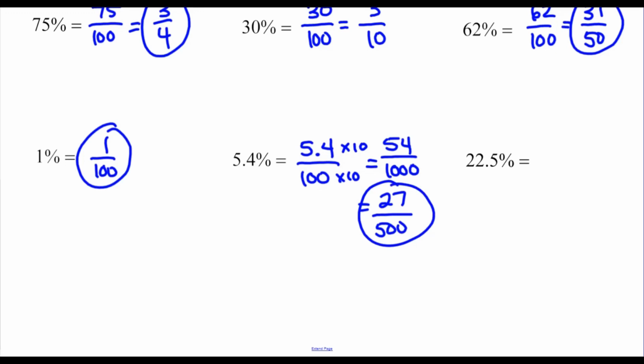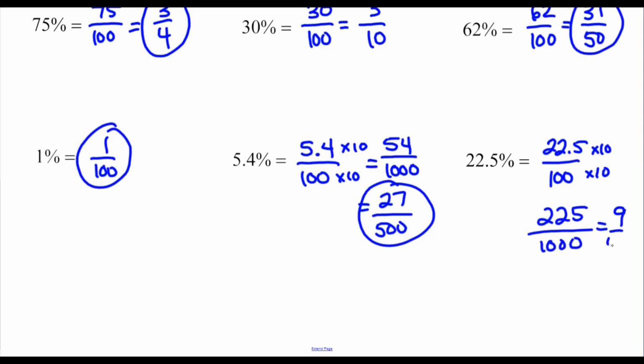Same with this one, 22.5% is 22.5 out of 100. And I need to create an equivalent fraction so that they're whole numbers. So I'm going to multiply both of these by 10. That gives me 225 out of 1,000. And if I simplify that, that's 9/40ths. And there's my fraction of 22.5%.